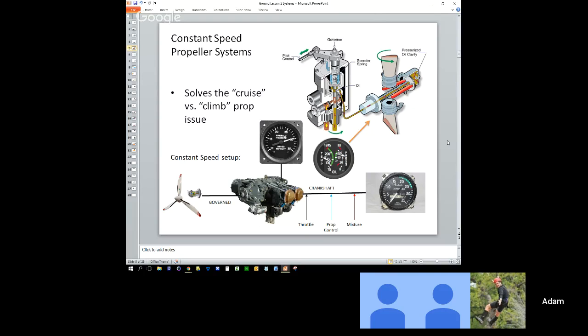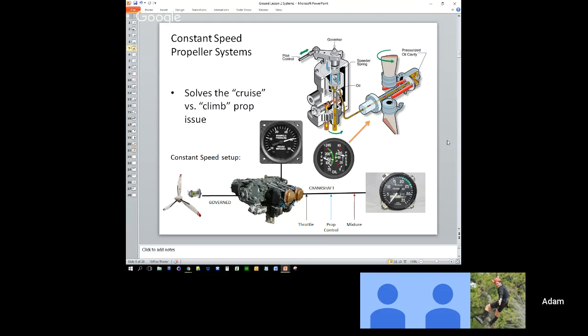You will not need to demonstrate how to fly a constant speed propeller system as a private pilot. But you will be expected to at least explain during the test the difference between a fixed pitch and an adjustable or a variable pitch propeller.